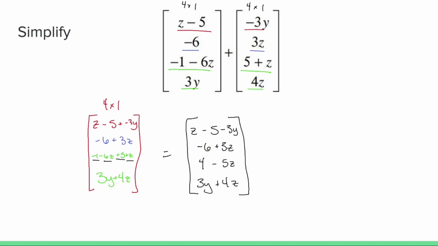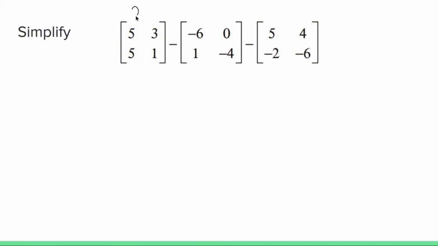Fun stuff. Simplify a 2 by 2 matrix minus a 2 by 2 matrix minus a 2 by 2 matrix. Now, when you are subtracting or adding matrices, you must make sure that they're all the same exact columns and rows, which they are. Now, what we're going to do is subtract these two matrices together, have that linger, and then subtract again.